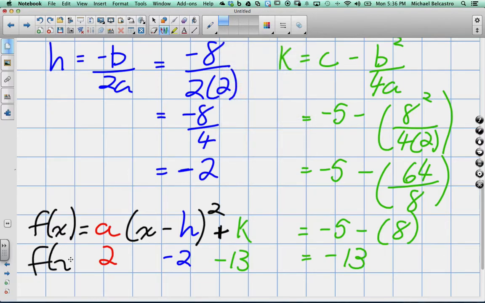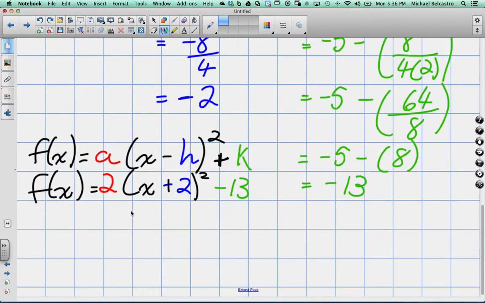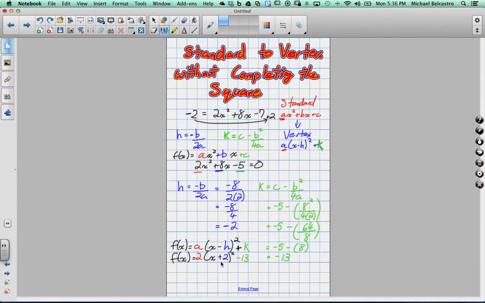So f(x) equals 2 times (x minus -2) squared. So I would change the -2 to a positive now. Yes. Always flip whatever that term is. And the k value stays the same. So this is our vertex form. We now have it by just using those two little formulas. Once we memorize those two formulas, we can plug directly into vertex form without completing the square.